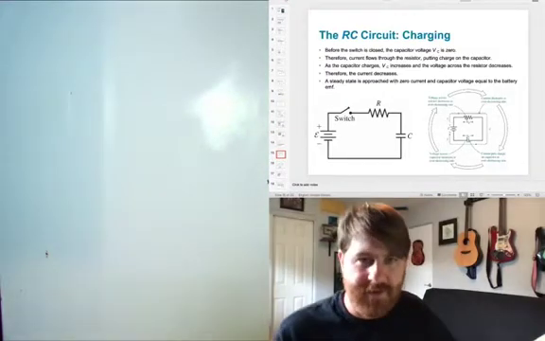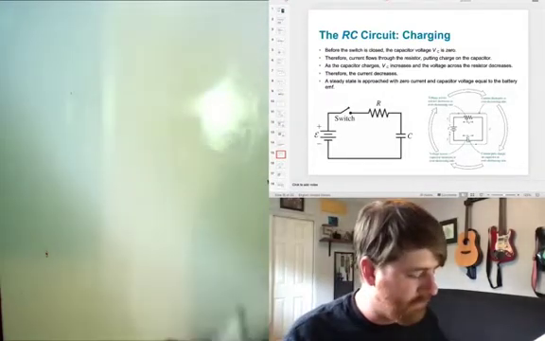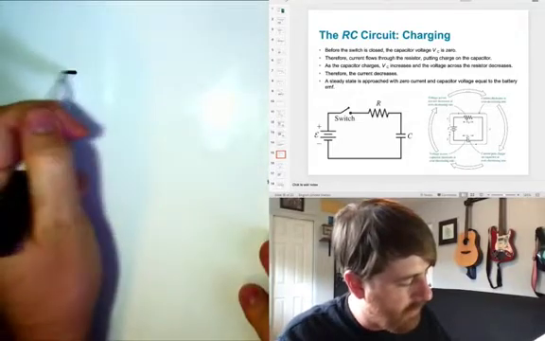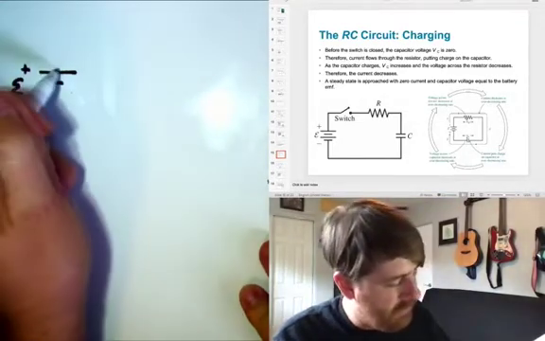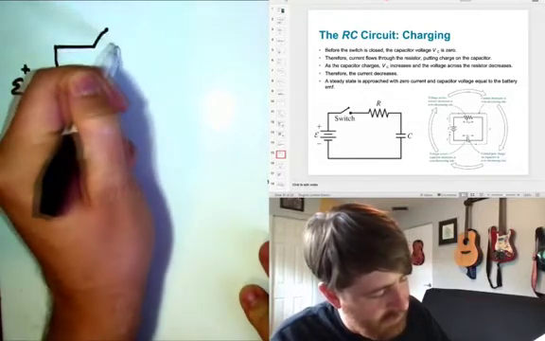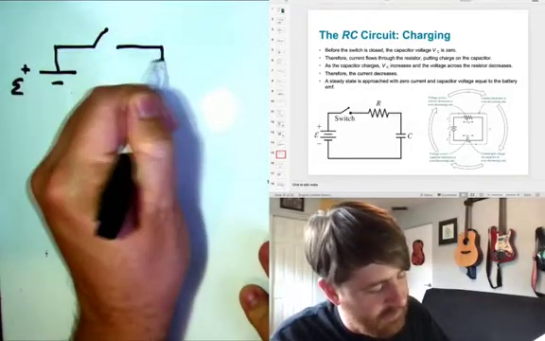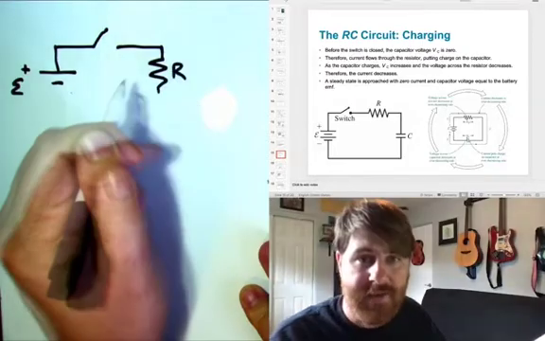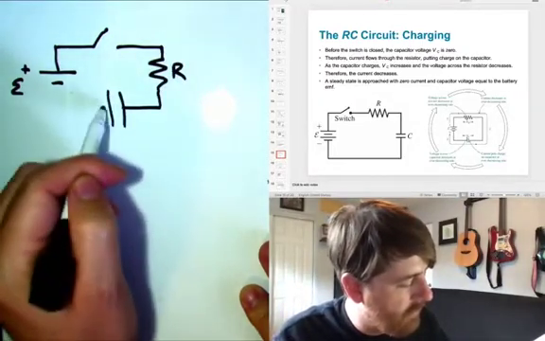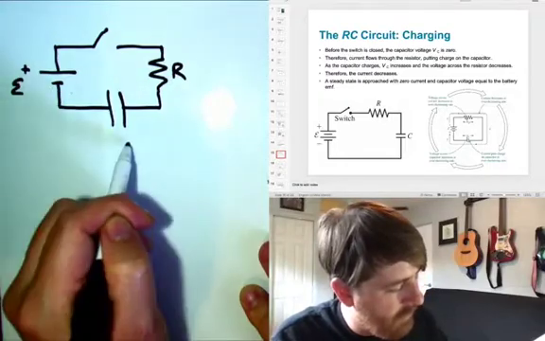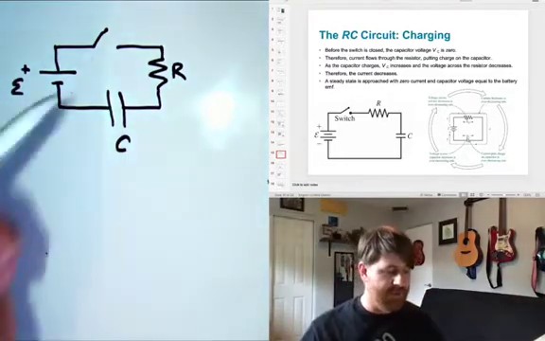All right, so I have a battery. I have a switch. I have a resistor. And then I have a capacitor. Okay, and so what happens when I close the switch?